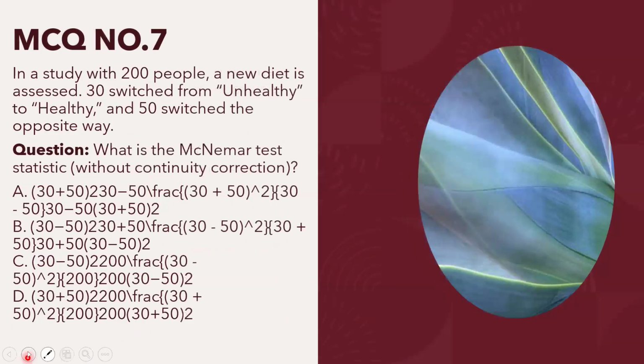So MCQ number 7. In a study with 200 people, a new diet is assessed. 30 switched from unhealthy to healthy and 50 switched the opposite way, that is from healthy to unhealthy. What is the McNemar test statistic without continuity correction? 30 plus 50, 30 minus 50, fraction of 30 plus 50 into 2 and 30 minus 50, as we have discussed in the previous slides for the formula applied. The chi-squared value is to be found out.